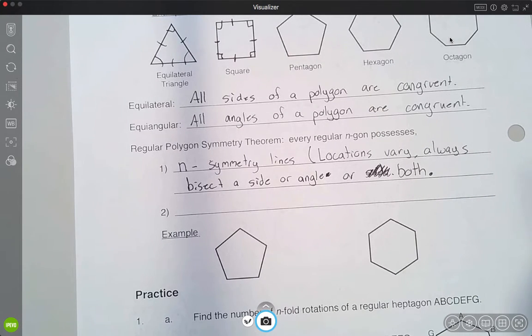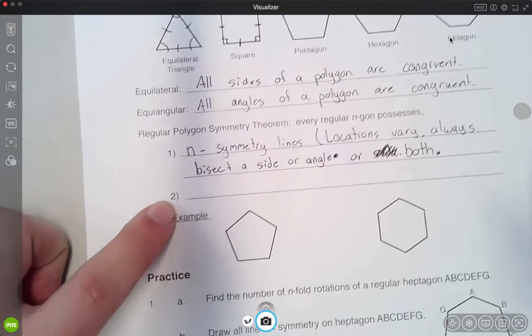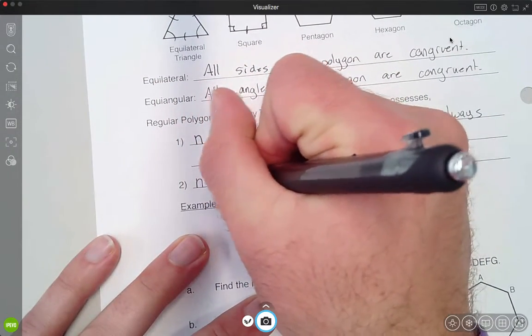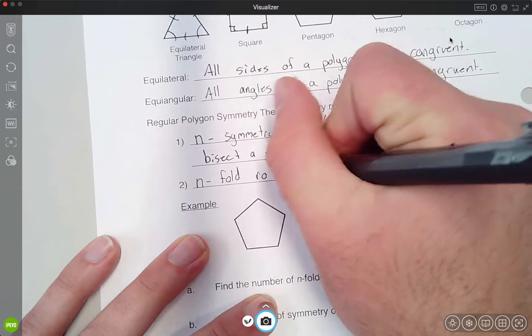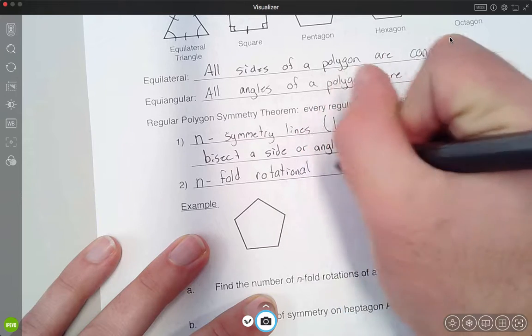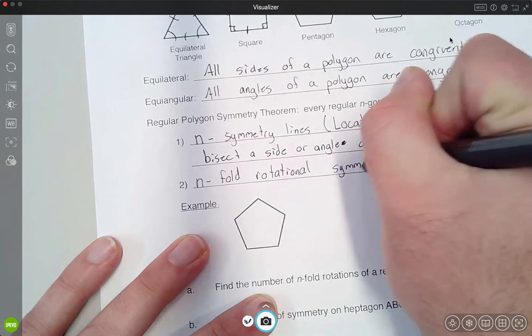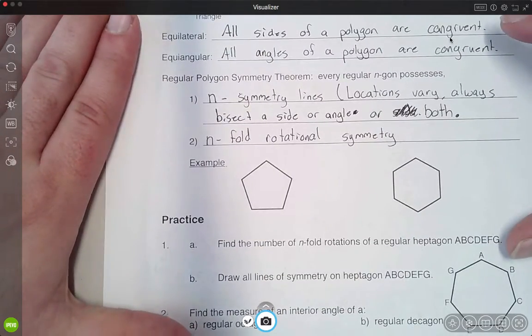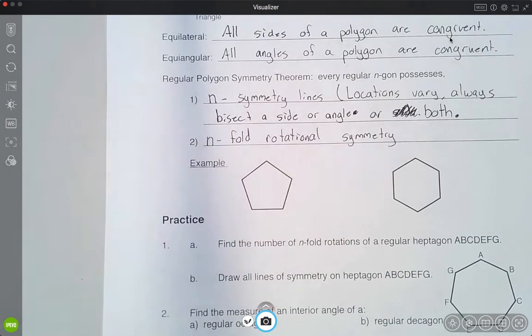Okay, number 2 then is our rotational symmetry. Number 2 says that there are n-fold rotational symmetries. Okay, that means that if I take my shape and I spin it 360 degrees, it's going to completely match up with itself n times. Really, whenever I get another side to match where the other side used to be, I'm going to get the same shape again. Okay, and so that's that n-fold rotational symmetry.